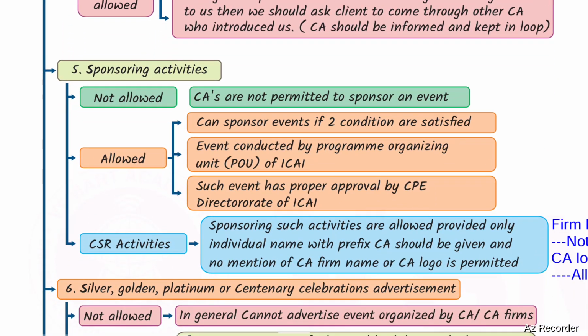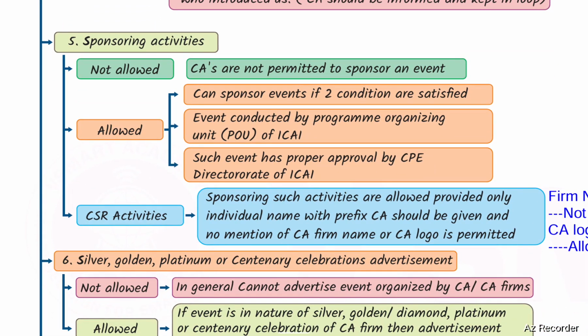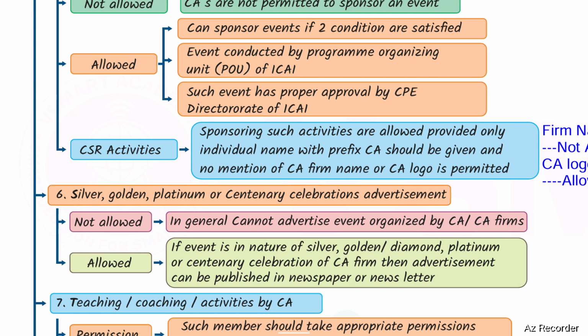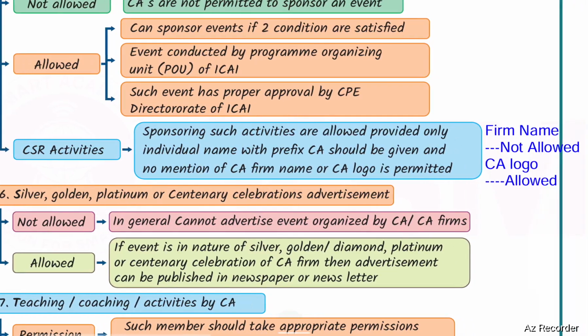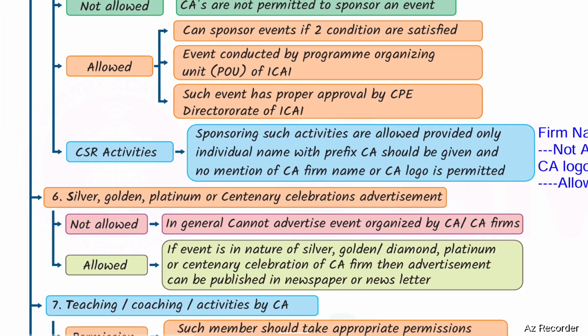Sponsorship activities not allowed. CAs are not permitted to sponsor an event. Allowed: can sponsor an event if two conditions are satisfied. Event conducted by the program organizing unit of ICAI. Such event has proper approval by the CPE Directorate of ICAI, continuing professional education. CSR activities: sponsoring such events is allowed provided only the individual name with prefix CA should be given and no mention of CA name or CA logo is permitted. Here, firm name is not allowed; CA logo is allowed in case of CSR activities.